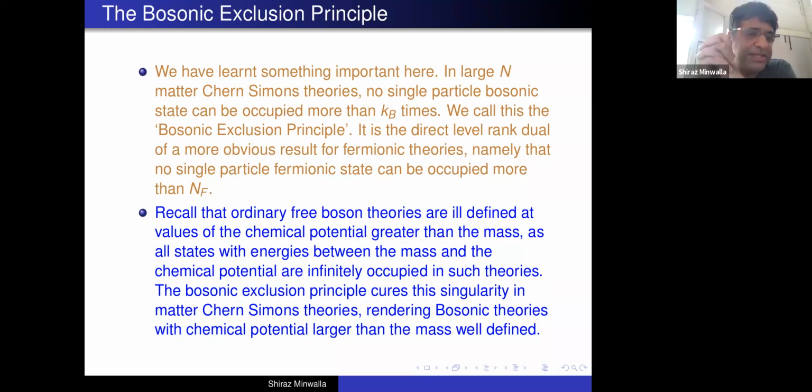Now, this has, of course, important physical consequences. Recall that a free bosonic theory is ill-defined at values of the chemical potential larger than the mass of the theory, just because states with energy lower than the chemical potential want to be infinitely occupied, because the Boltzmann suppression factor becomes a Boltzmann enhancement factor for such states. The bosonic exclusion principle stops this runaway. Things don't want to be infinitely occupied; they want to be occupied up to kb. So these theories don't have the runaway instability for Bose condensation that we see in free bosonic theories, and it's a very particular and beautiful way of curing this.